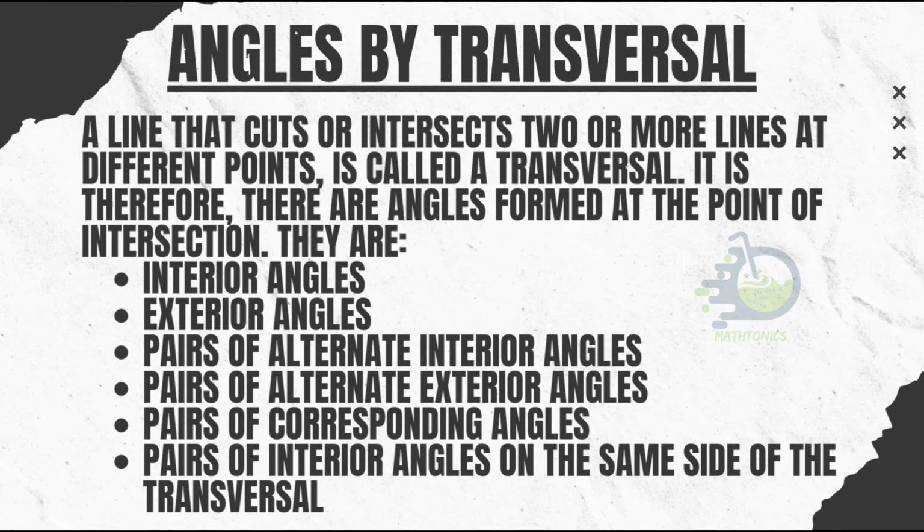Angles formed by transversal. A line that cuts or intersects 2 or more lines at different points is called a transversal. Therefore, there are angles formed at the point of intersection. They are interior angles, exterior angles, pairs of alternate interior angles, pairs of alternate exterior angles, pairs of corresponding angles, pairs of interior angles on the same side of the transversal.